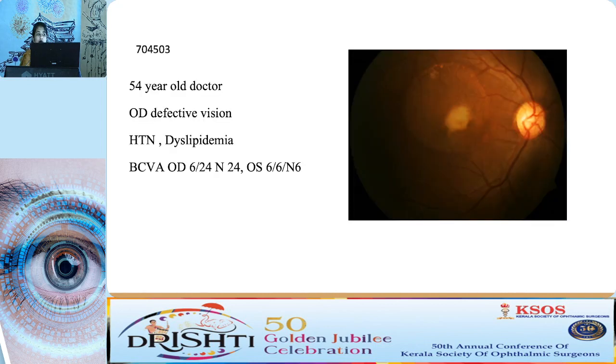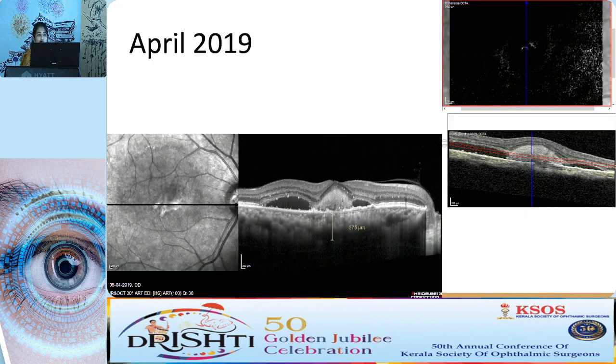So this is the last case, a 54-year-old doctor who presented with right eye defective vision, not on any steroids. Right eye had 6/24 vision. You can see the neurosensory detachment with some yellowish material in the foveal region. This was the OCT done, which showed a pachychoroid. Subretinal fluid is there, subretinal hyperreflective material with irregular RPE is seen.